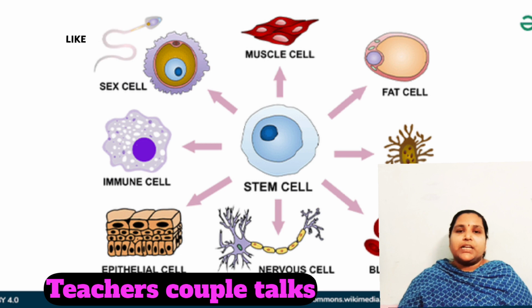Epithelial tissue. What is epithelial tissue? The outer covering of the body is called epithelial tissue. This epithelial tissue receives stimuli and secretes chemicals through glands. It may be single layered or multi layered. It is also present in the inner lining of intestinal and respiratory organs.